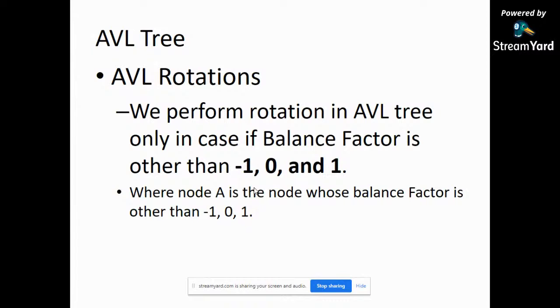Now, next is AVL rotations. We perform rotation in AVL tree only if the balance factor is other than minus 1, 0 and 1. Now there are four types of rotations which are as follows.